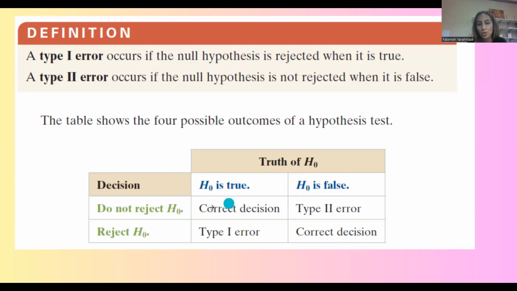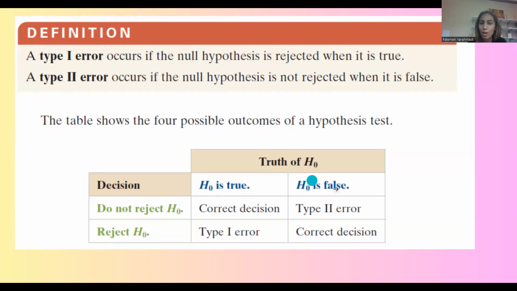Null hypothesis is true, and you do not reject the null hypothesis. It means that it's a correct decision. Null hypothesis is true, but you reject the null hypothesis. This is called the type 1 error. The intersection between null is true, reject null is type 1 error.